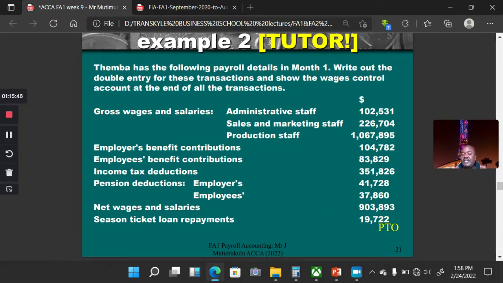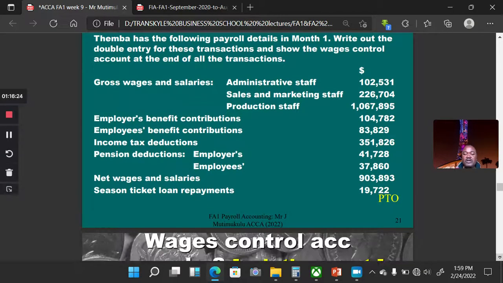And in the exam, you just have to be guided by the principle. We now know that the wages control account has only gross pay and employers' obligations on the credit side, and on the debit side we have the net pay plus the employer and employees obligations. So it's very simple. Just stand on that principle even on exam day. It mustn't be swayed or diverted by anybody. So let's do it.